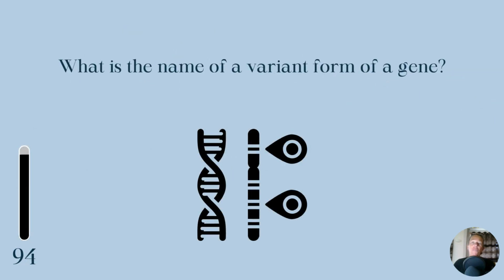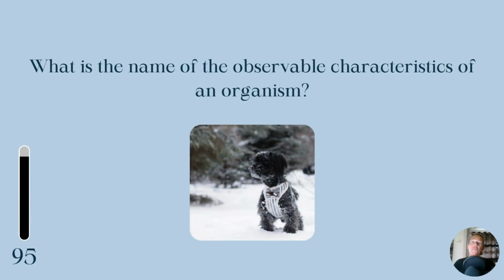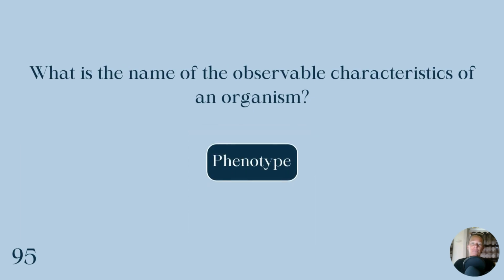What is the name of a variant form of a gene? I apologise. Had my French head on. It's allele. What is the name of the observable characteristics of an organism? Phenotype.